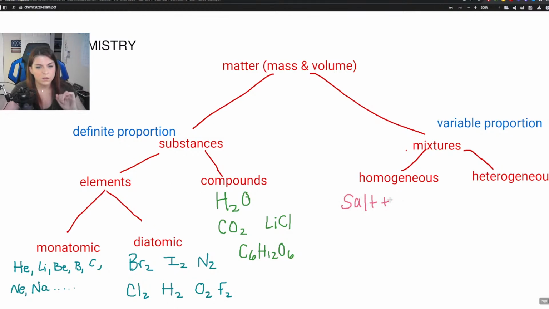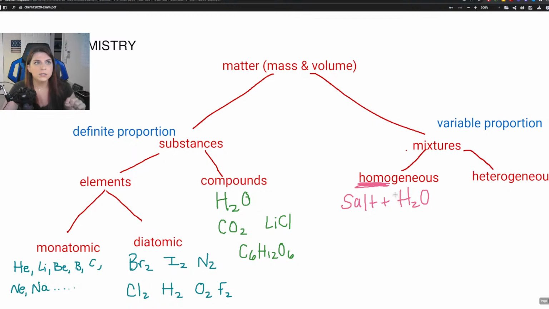Salt water can be really, really salty, or it could be just a little salty. And that is what the variable part of variable proportion means, is that it changes. So homogeneous would be something like salt and water. When they mix together, they look the same throughout.